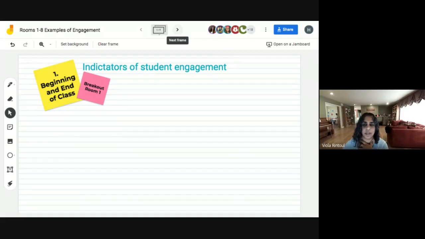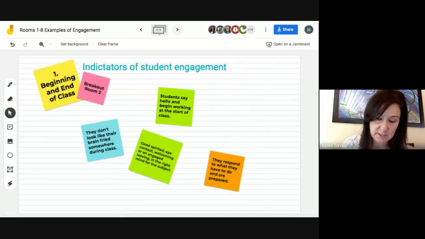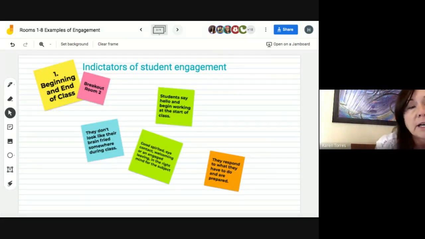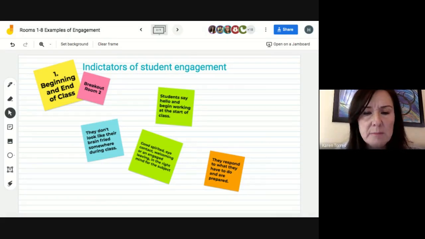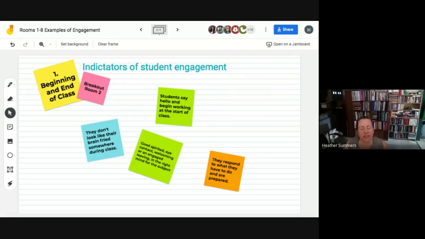I think I was in group 1, and neither one of us had the link to the Jamboard, so we just spent the time getting to know each other. That's perfect. That's okay. I apologize for you not being able to access that link. Anyone else? I don't know how many people were in that. Was it just those 2 people, Heather, that were in that group? So we had 2 groups that did beginning and end of class. Anyone from room 2?